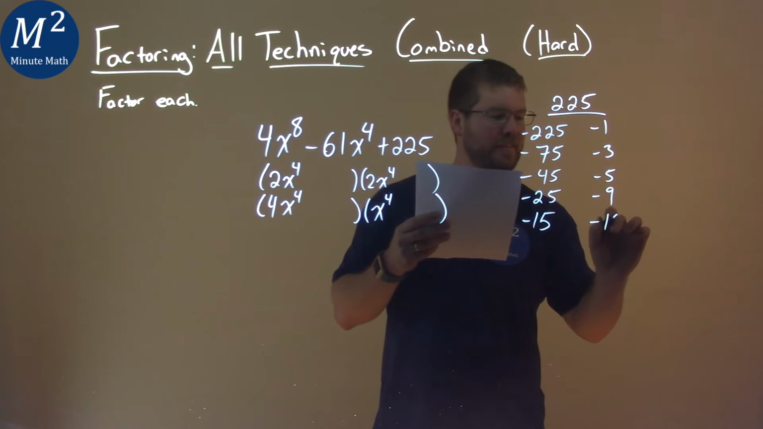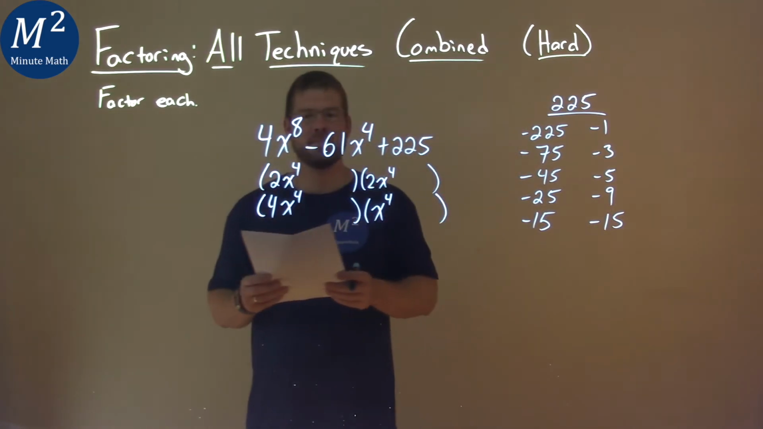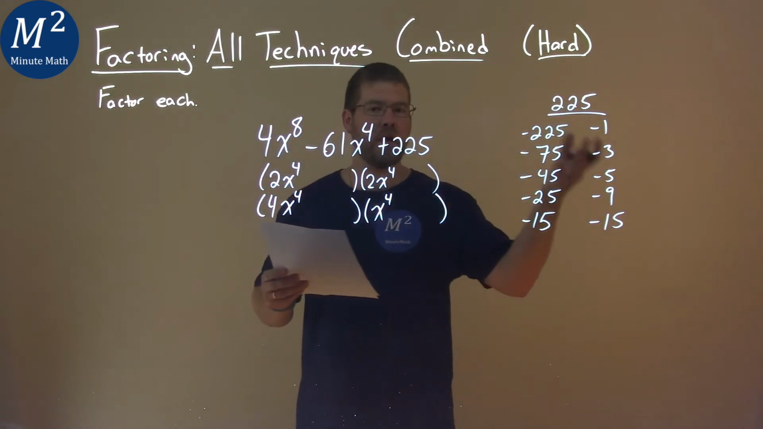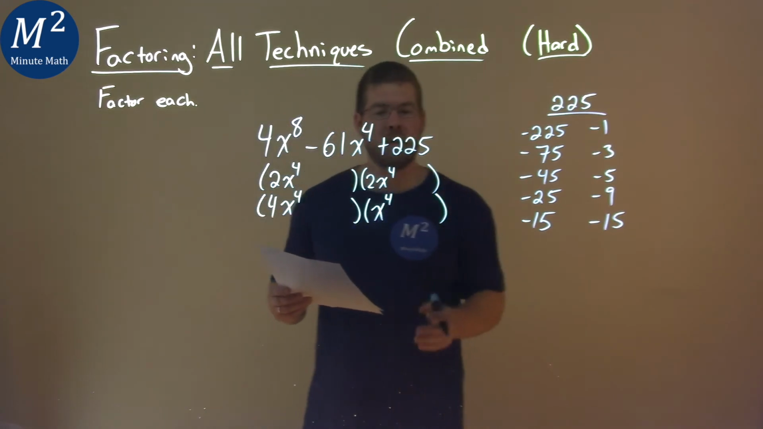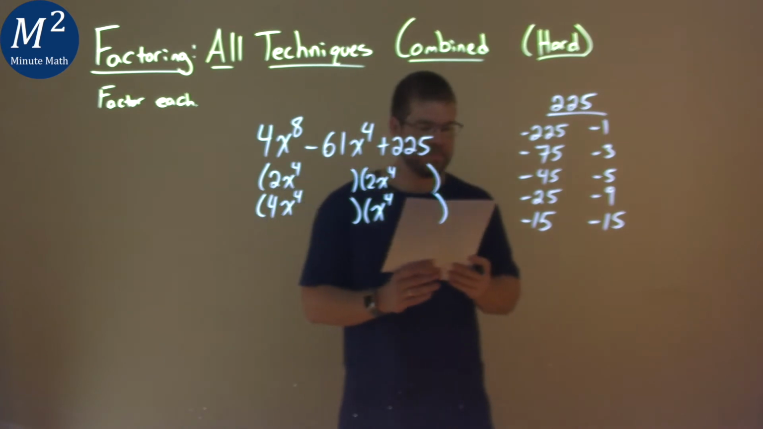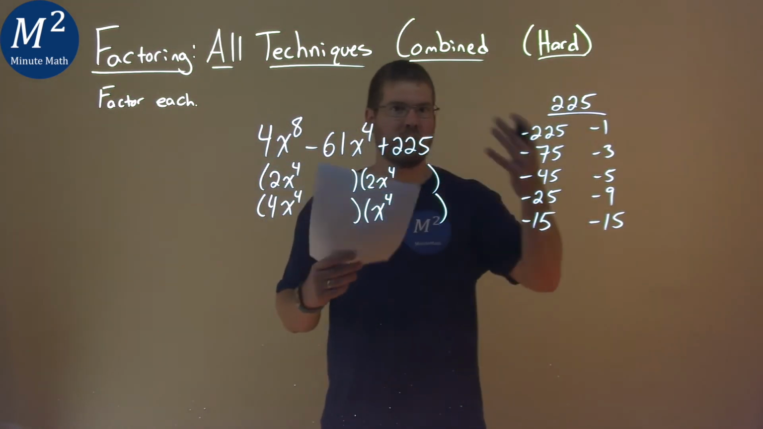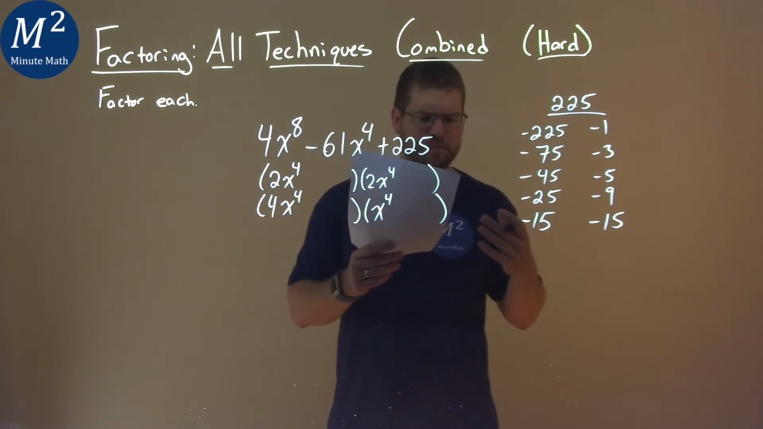So now we have to ask ourselves, 2 times one of the numbers plus 2 times the other number, does it get us negative 61? Or 4 times one of the numbers plus 1 times the other number gets us negative 61. And so we can try a whole bunch of these out there, and that's where we kind of go guessing. We're going to jump to, well, the answer.